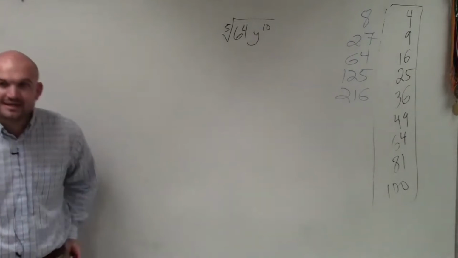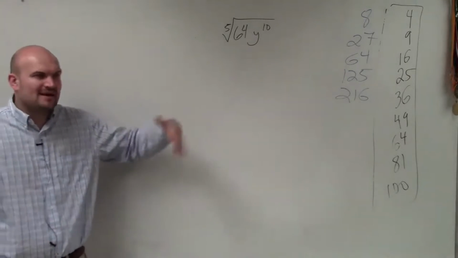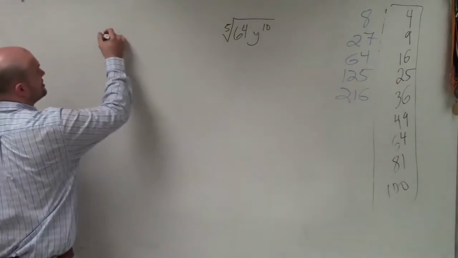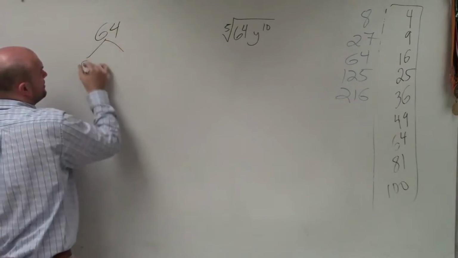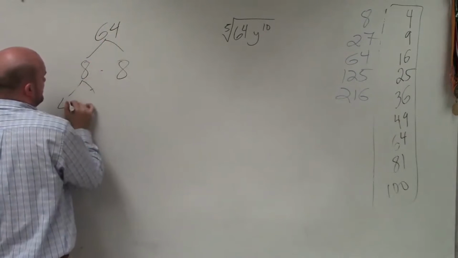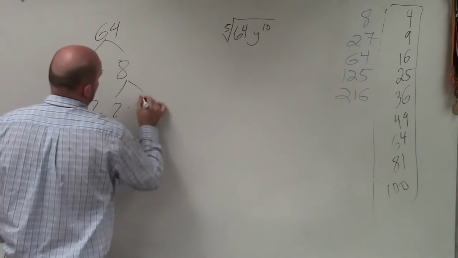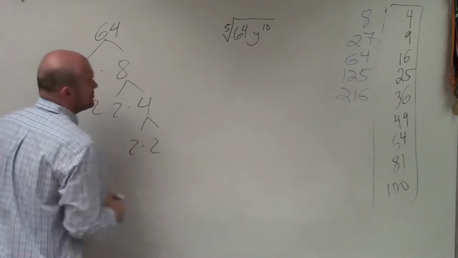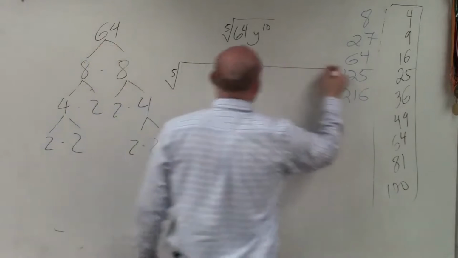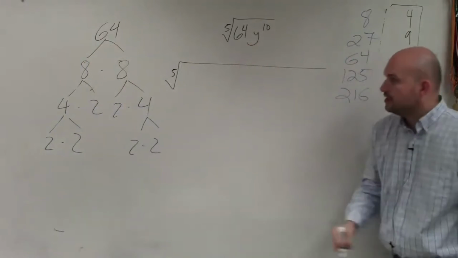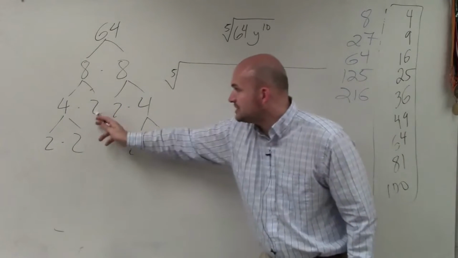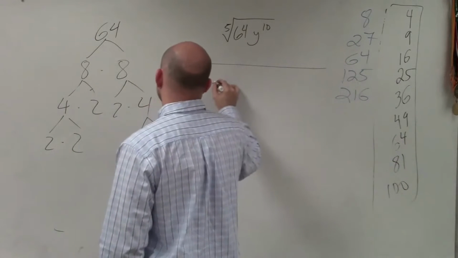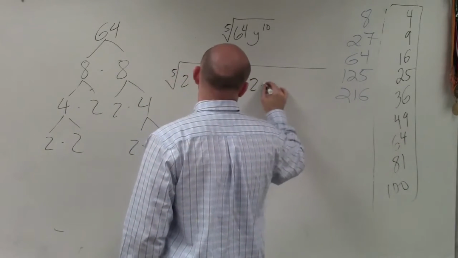In this example, ladies and gentlemen, what we're looking for is the fifth root of 64y to the 10th. All right? Now, again, you might be saying, well, what number multiplied by itself 5 times is going to give me 64? Probably the easiest thing to do for this is just, again, to create a factor tree. 8 times 8, 4 times 2, 2 times 4, 2 times 2, 2 times 2. So therefore, I'm going to want to write down the prime factorization of 64, which is going to be 2 times 2 times 2 times 2 times 2 times 2. So 1, 2, 3, 4, 5, 6.